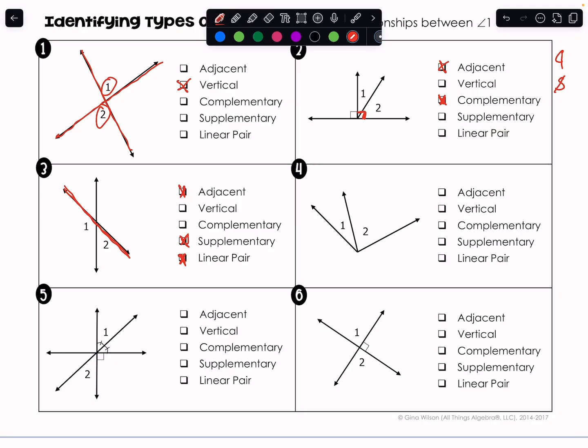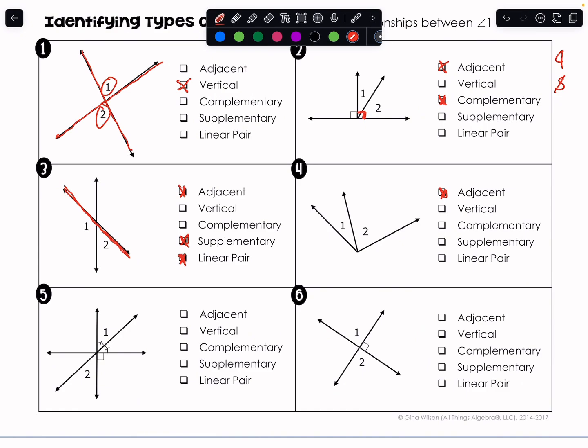And then let's look at number 4. The 2 angles are right next to each other. We can't say for sure it's 90 degrees or not. So we can just call these adjacent. Okay. And then let's look at number 5.